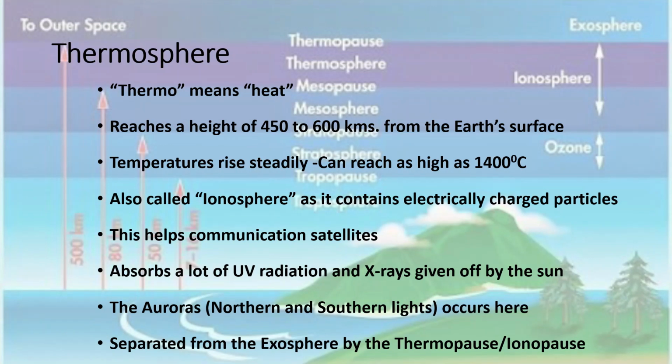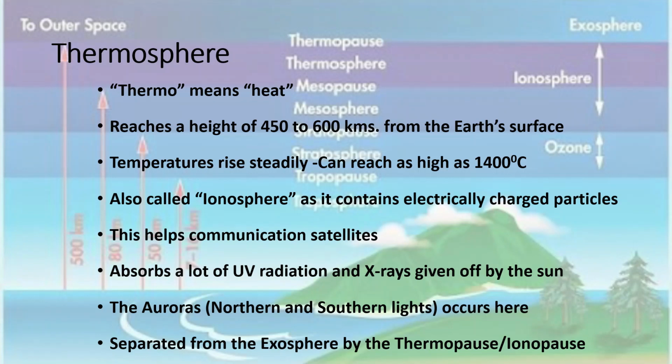Now, in the thermosphere, we have a height of 450 to 600 kilometers from the Earth's surface. Here, temperatures rise steadily, and you can have it extremely hot, up to 1400 degrees centigrade. So the name itself, thermosphere, the word thermo meaning heat, itself tells us how hot this place can be. This layer is also known as the ionosphere, as it contains electrically charged particles, which are called ions. And these charged particles help in transmitting radio waves back to the Earth.